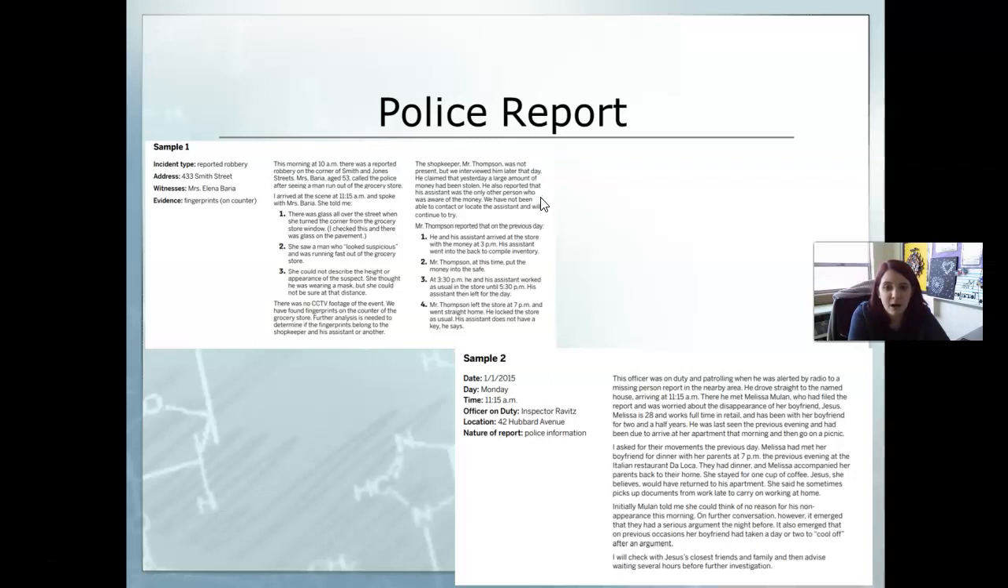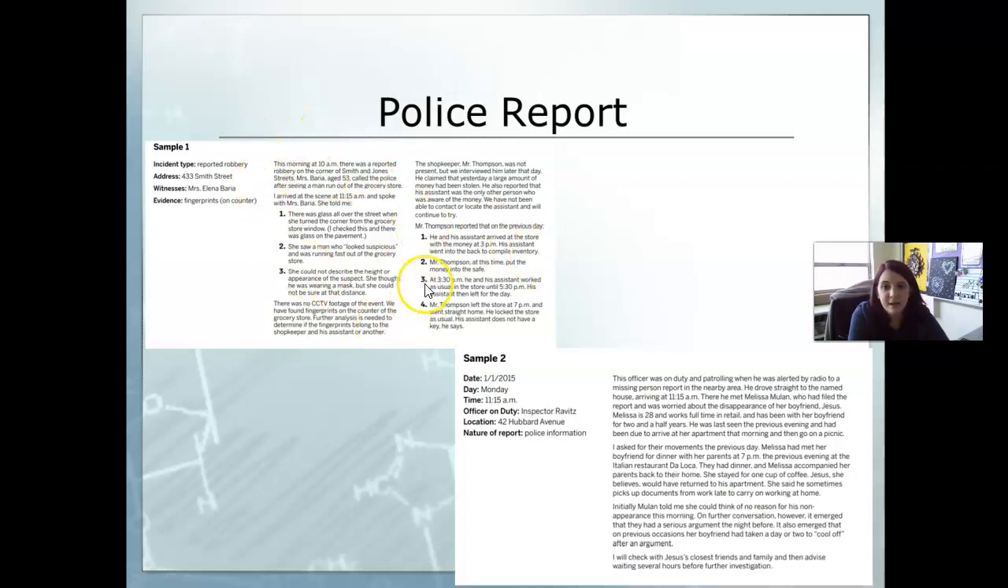Mr. Thompson reported that on the previous day, he and his assistant arrived at the store with the money at 3 p.m. His assistant went into the back to compile inventory. Mr. Thompson at this time put the money in the safe. At 3:30 p.m., he and his assistant worked as usual in the store until 5:30 p.m. His assistant left for the day. Mr. Thompson left the store at 7 p.m. and went straight home. He locked the store as usual. His assistant does not have a key, he says.